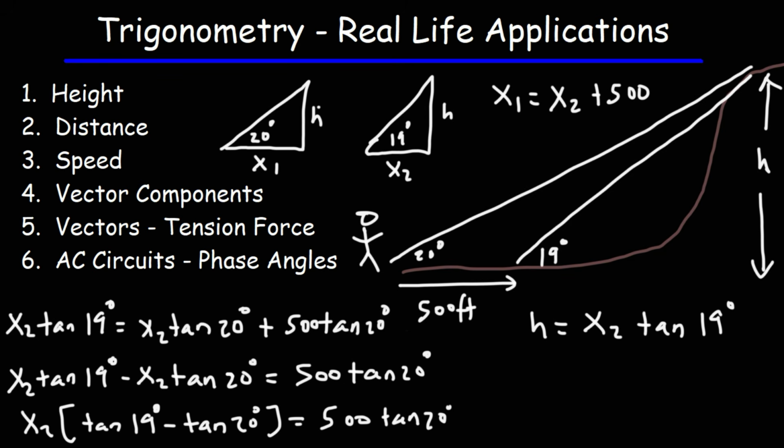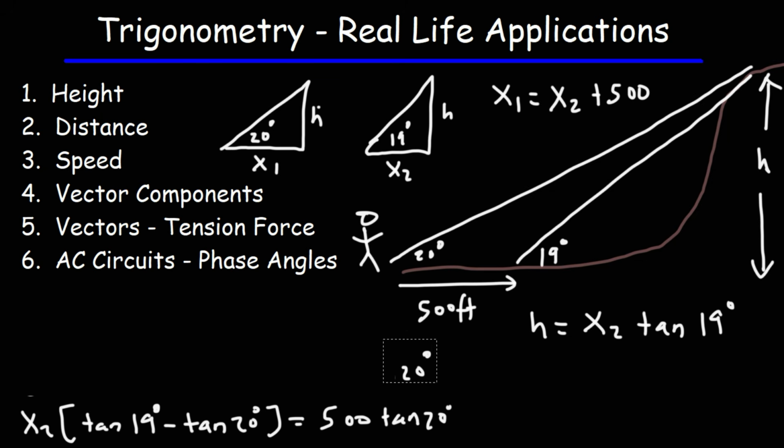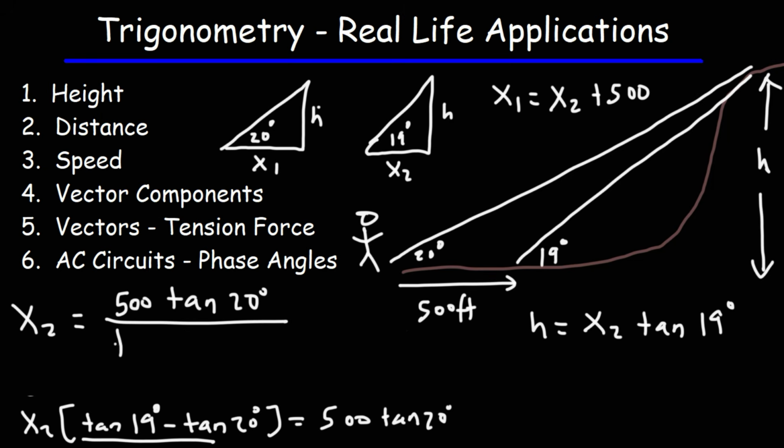Because we can get an equation directly with h, or that will directly give us h, with two angles and the distance between the two angles. So I want to get that equation first before plugging in tan 19 and tan 20. To get x2 by itself, we need to divide both sides by this. So x2 is going to be 500 tan 20 over tan 19 minus tan 20.